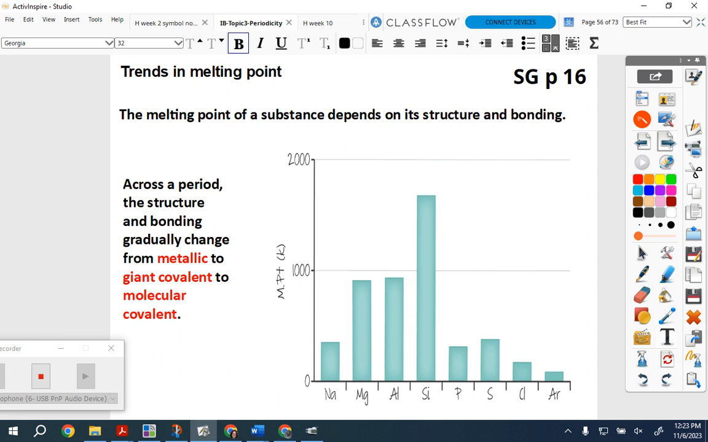the temperature at which something's going to melt depends on how strong the forces are holding it in that rigid, solid structure. Okay? If we have very strong forces, very stable structure, then it's going to take more energy. We're going to need a higher melting point. If the structures are weaker, it's going to melt more easily at a lower temperature.